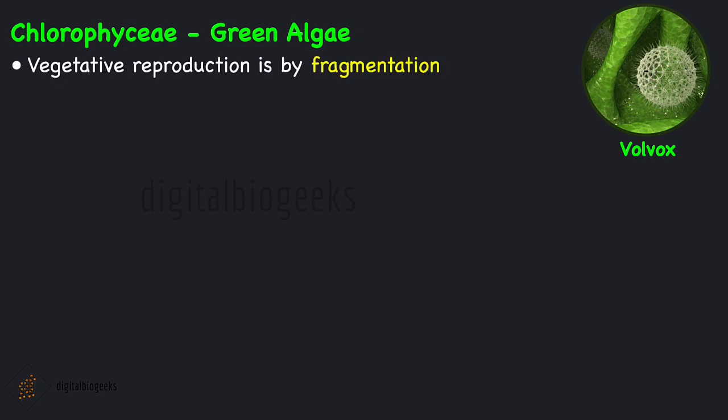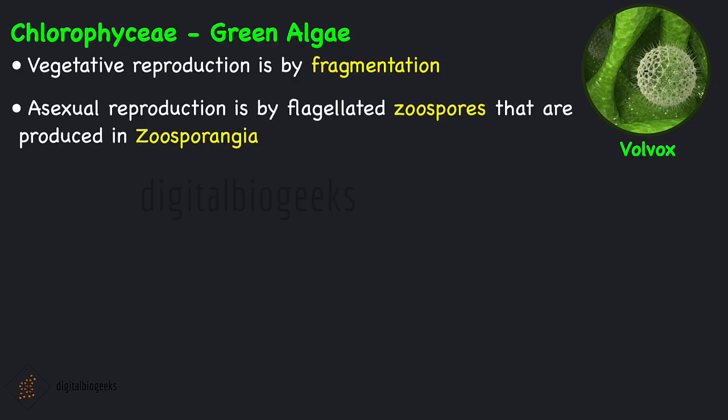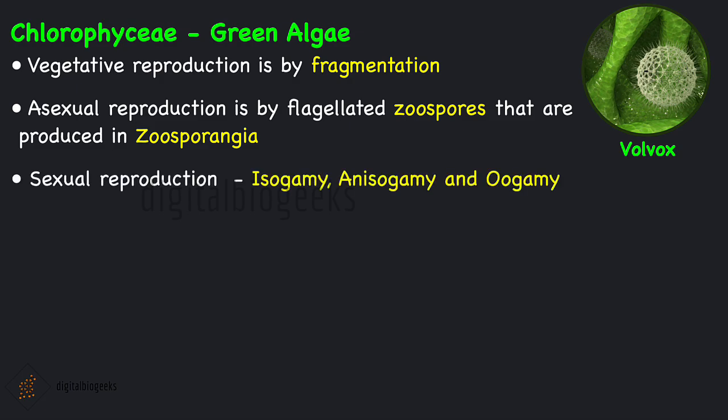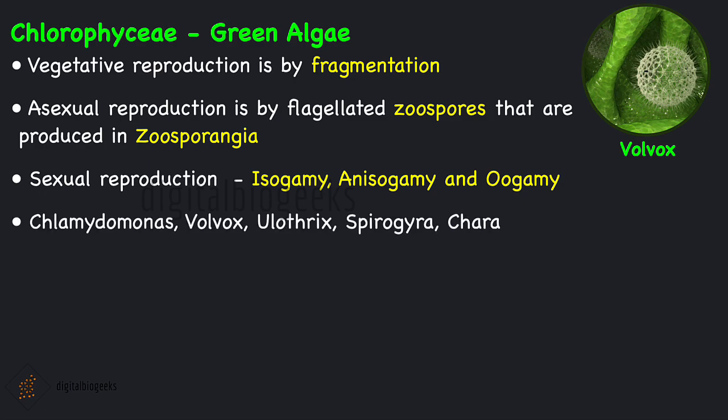Vegetative reproduction is by means of fragmentation. Asexual reproduction is by producing zoospores, which are flagellated. These zoospores are produced in structures called zoosporangia. They show variation in sexual reproduction. It can happen by means of isogamy, anisogamy and oogamy. These are the examples of Chlorophyceae: Chlamydomonas, volvox, Ulothrix, Spirogyra and Chara.